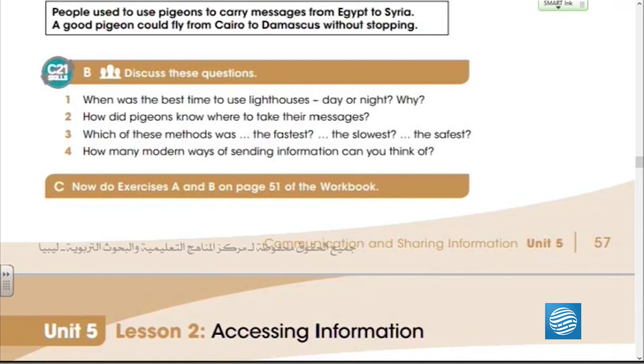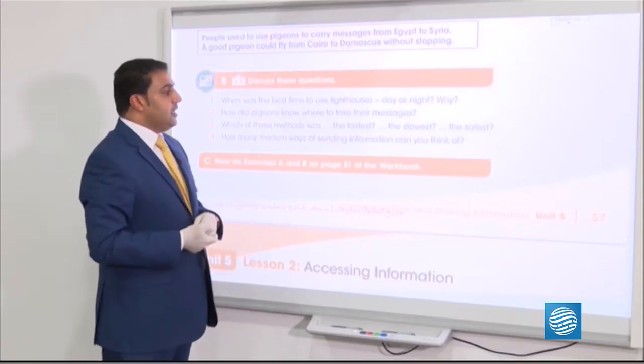What else? Telephone. Very good. Websites. Very good. What else? Television. Awesome. Very good. So many things can be used as modern ways of sending information.